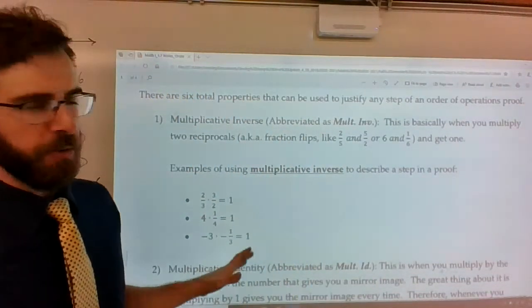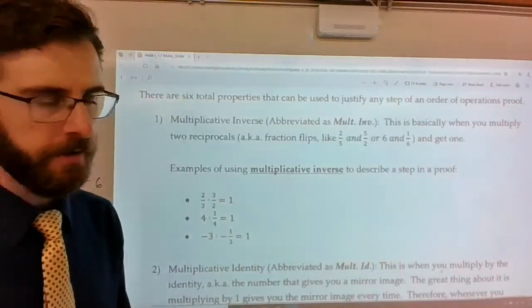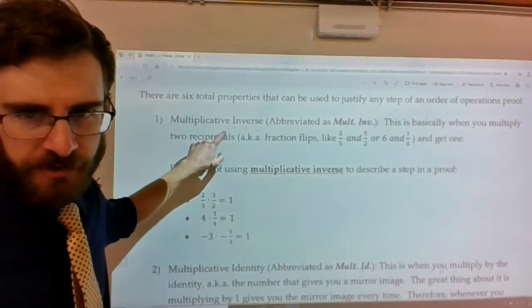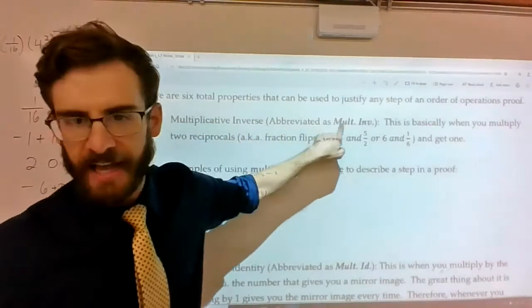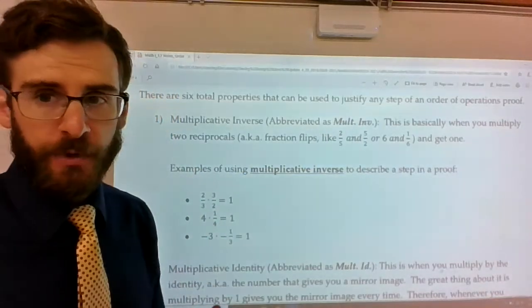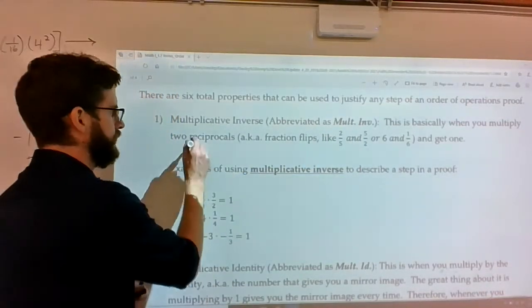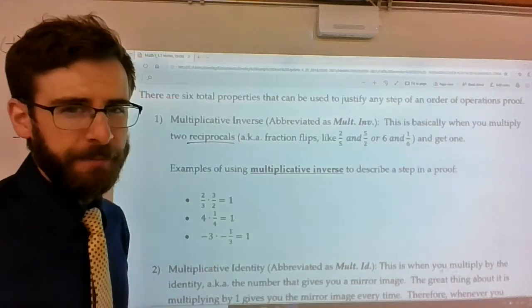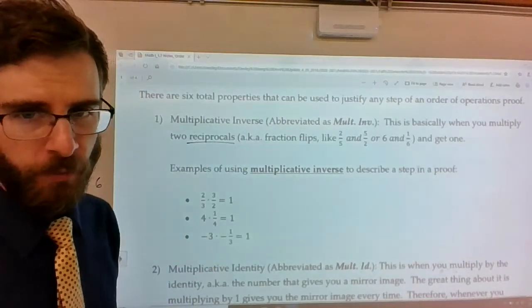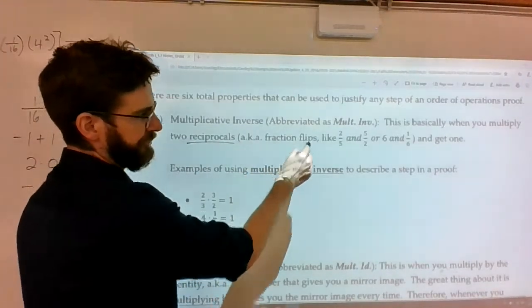Okay, so 6 total properties. Here's the first one. The multiplicative inverse. I abbreviate it as this. It's basically when you multiply 2 reciprocals, so that might be a term that you've heard before but don't remember what it is. They're basically fraction flips.